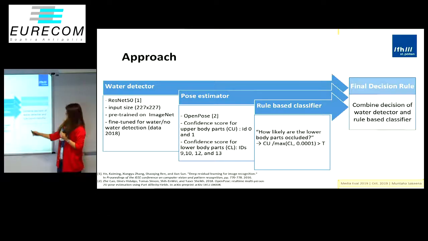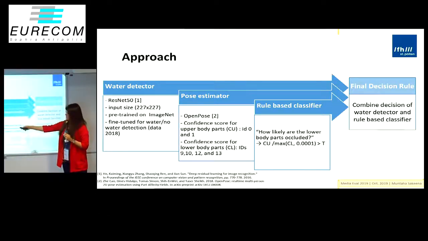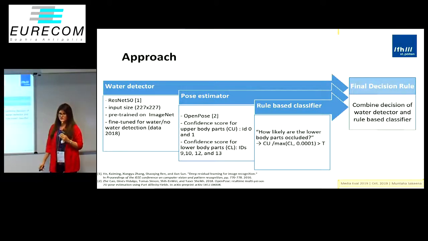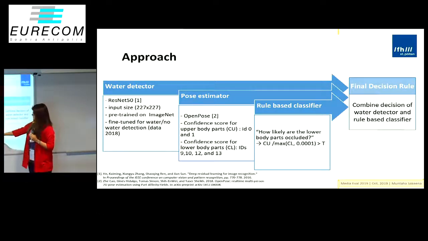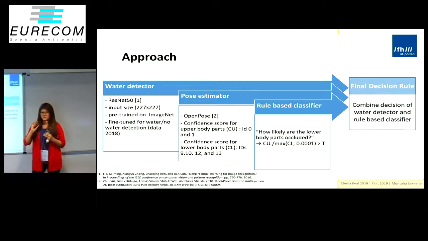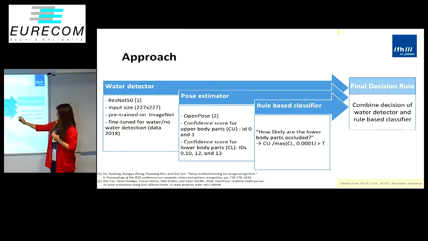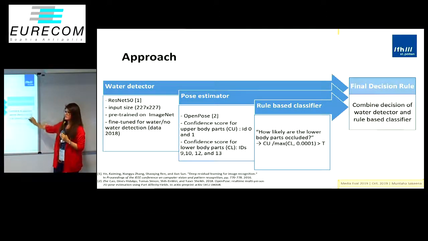The rule-based classifier needs these two confidence scores. What it is doing is checking how likely the lower body parts are occluded. If they're occluded, it is good for us. This is what we want. And it should be high for a person who has, for example, missing toes or feet. The final decision is positive if we have water in the image and the person's lower body is occluded.